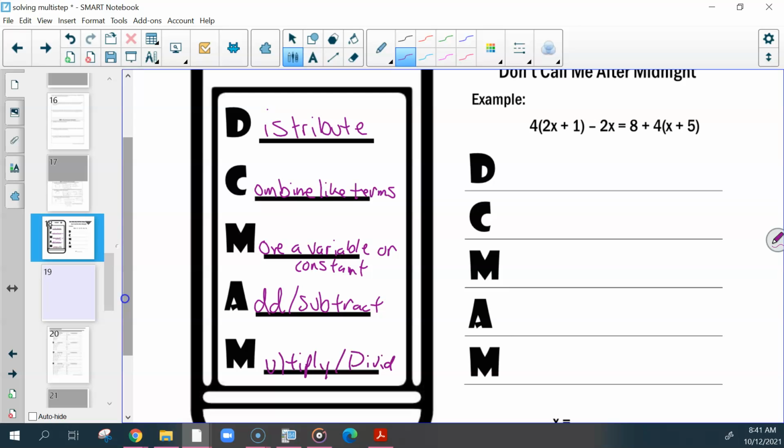Move a variable or constant. So: distribute, combine like terms, move a variable or constant, add or subtract, multiply or divide. Don't call me after midnight.